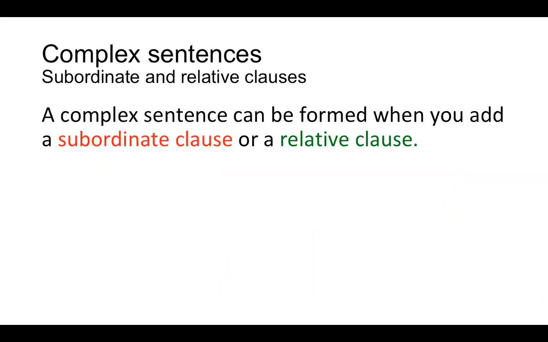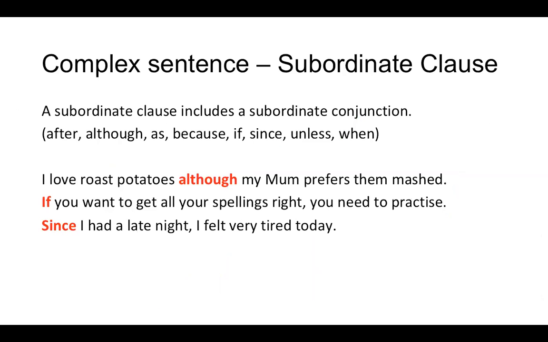And then the last one is complex sentences. Complex sentences are formed when you add either a subordinate clause or a relative clause. A relative clause is a type of subordinate clause. A subordinate clause includes a subordinate conjunction: after, although, as, because, if, since, unless, when. So it can tell us a little bit more about how or the effect of something. We're adding more information.